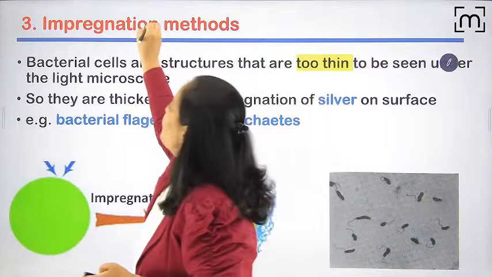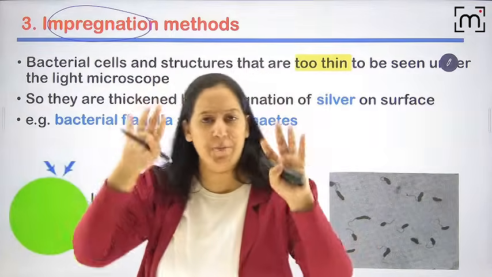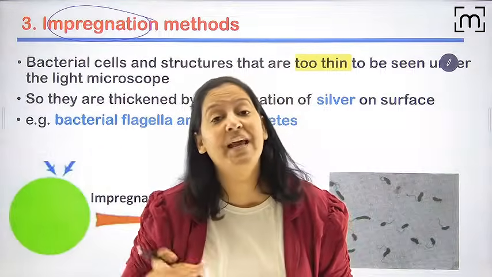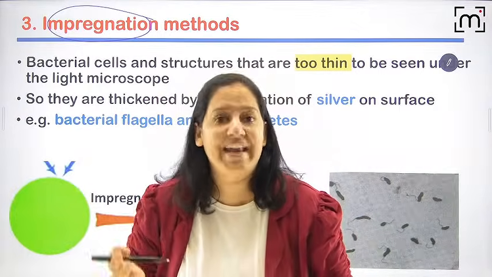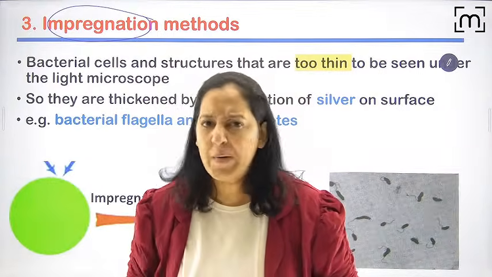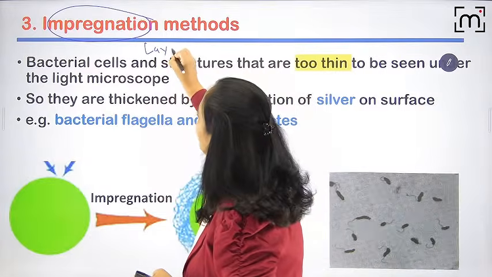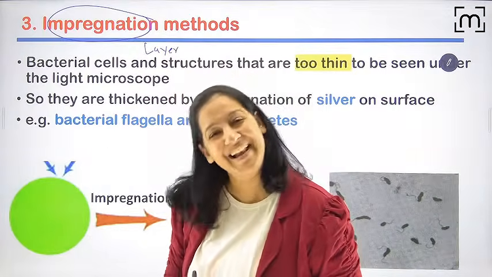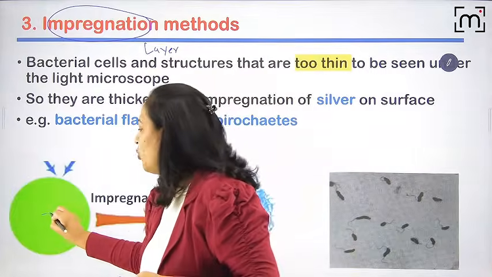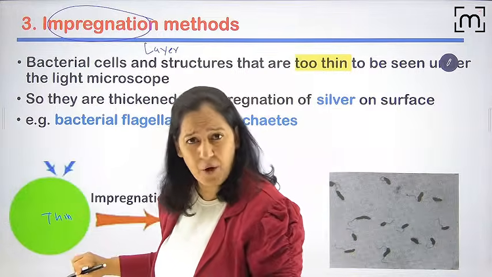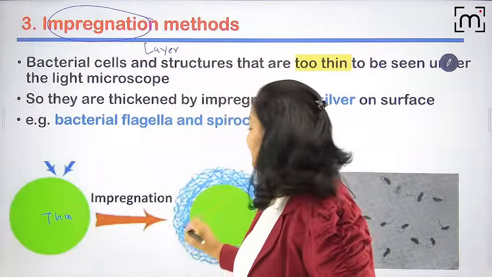The third stain is impregnation. Forget microbiology. What is the dictionary meaning of impregnation? Impregnated, impregnation. What is the dictionary English meaning? Impregnation means layering, layer over layer. Now some bacteria are too thin. We can't see them. That is the problem. Let's make them thick.